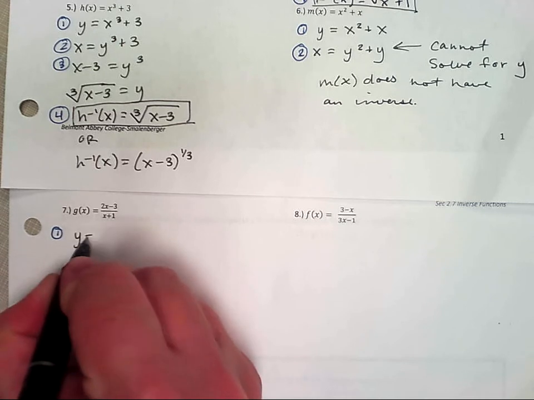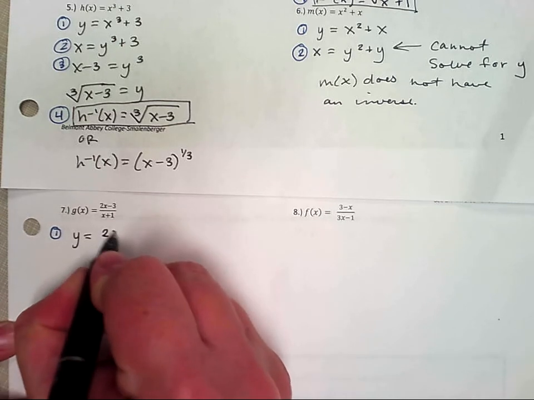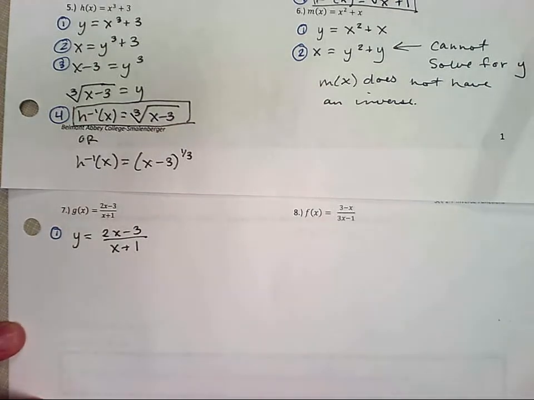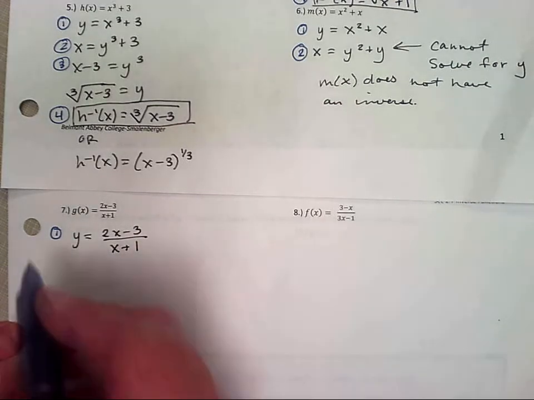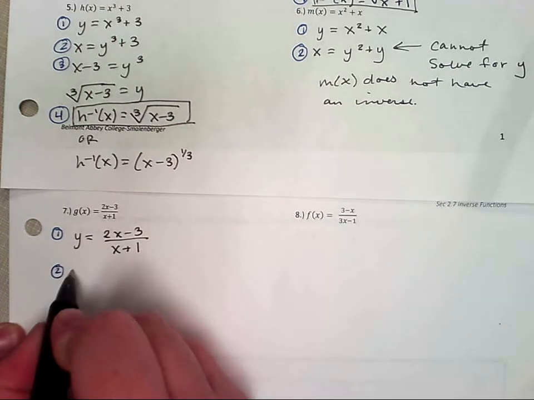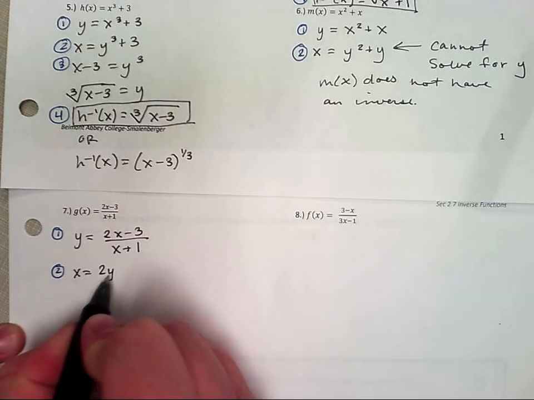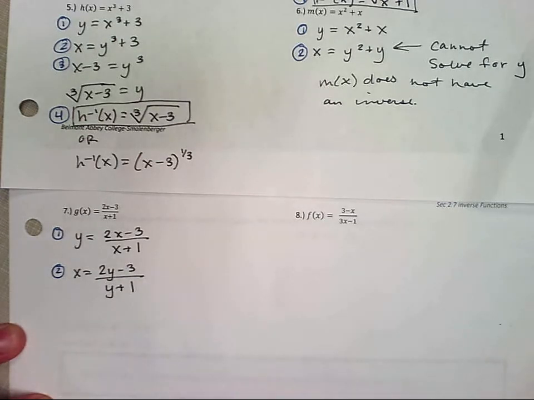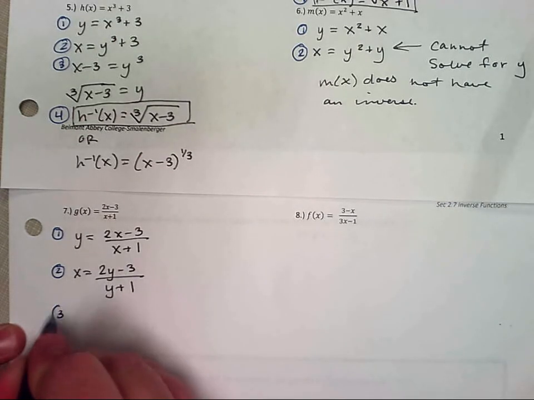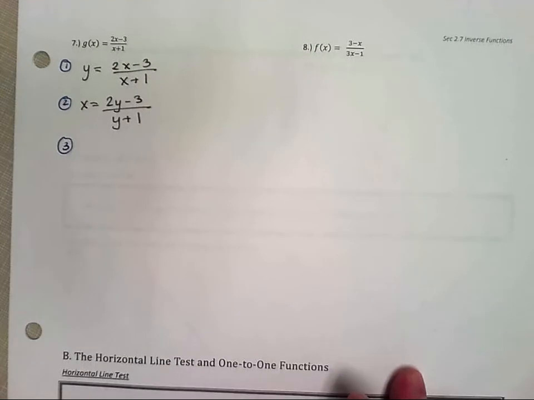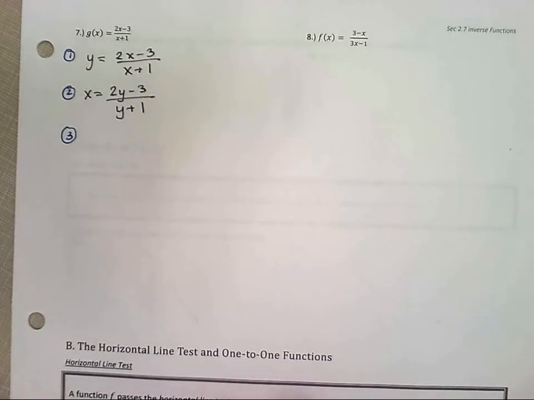So step 1 is always replace f of x with y. Here we have g of x. It doesn't matter what our function is called. And then step 2 is interchange x and y. So I get x equals 2y minus 3 over y plus 1. And then step 3 is solve for y. So who can help me? Who has an idea?